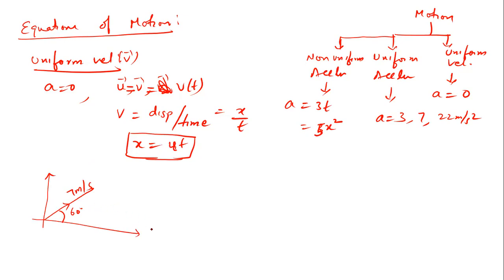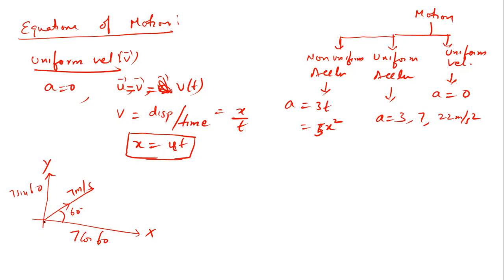This is my x-axis. This is my y-axis. So how do you write this here? What you can do is take the components and put it in i and j form. Which means you write 7 cos 60 along this direction and 7 sin 60 along this direction.